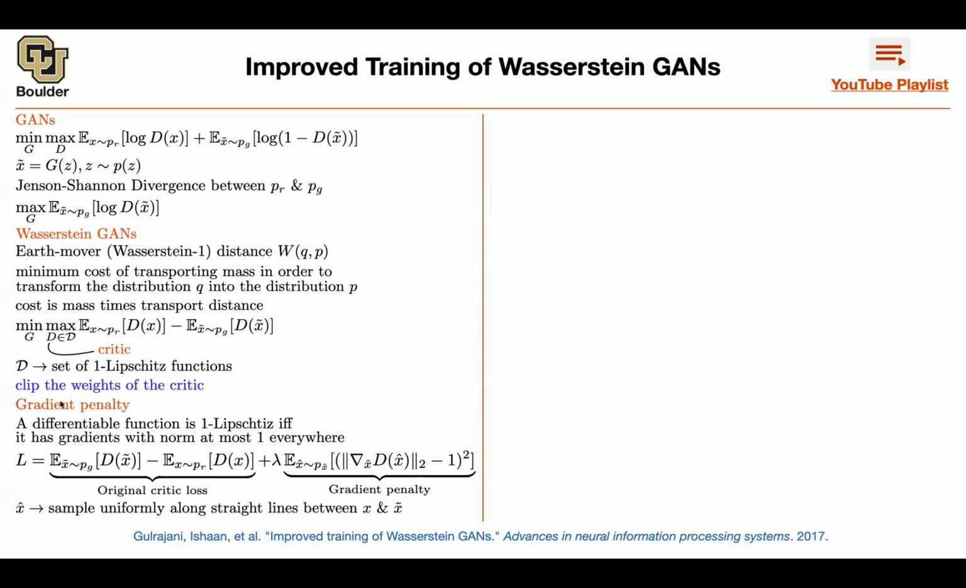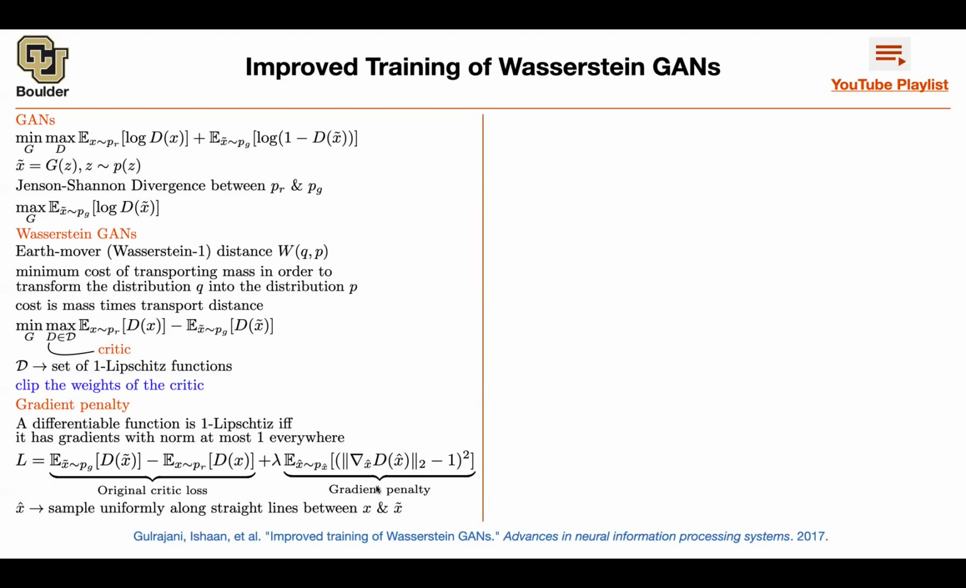Another solution is using the gradient penalty, which is based on this nice theorem that if a differentiable function is one Lipschitz, then its gradients are going to have a norm that is at most one everywhere. And this is not only one-sided, you can also go the reverse route. So it's a two-sided statement. If you have a differentiable function whose gradients have a norm that is at most one, then it's going to end up being Lipschitz.